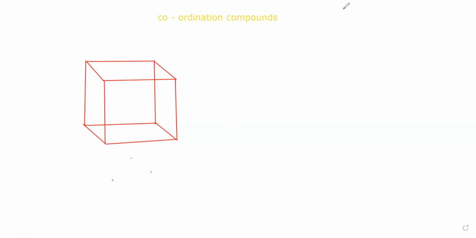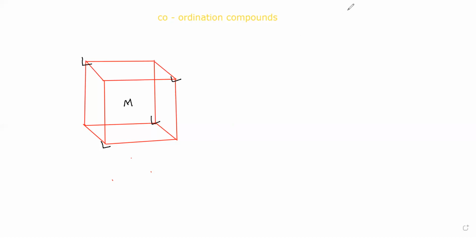In the cube, we will take alternate corners. Here one ligand will be kept, and in another alternate corner we will keep another ligand. Okay, we have placed ligands in the alternate corners. At the body center, we will keep the central metal.